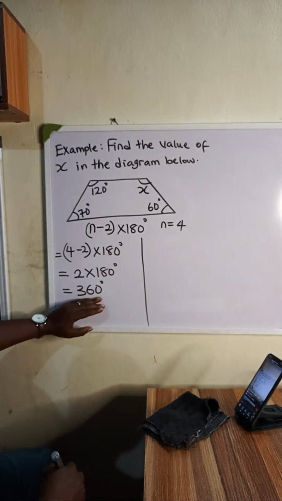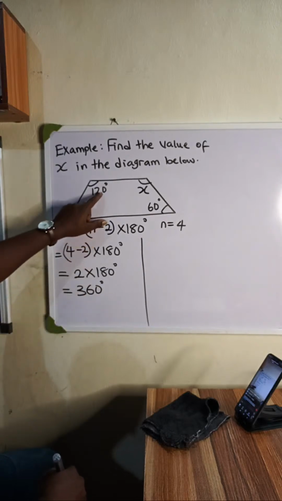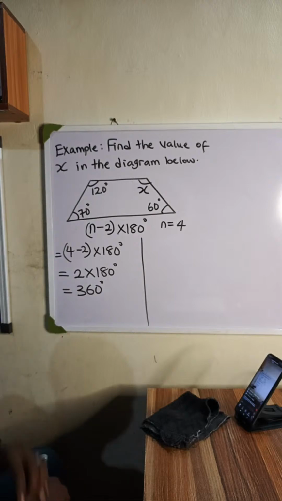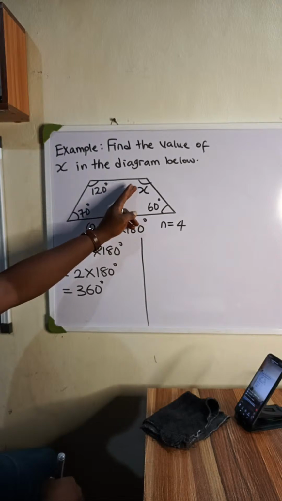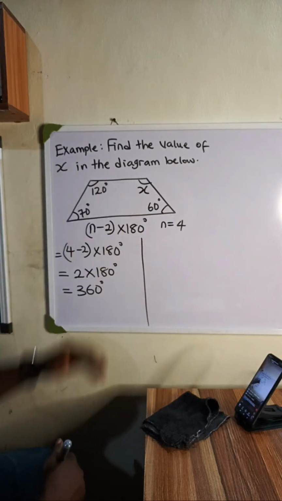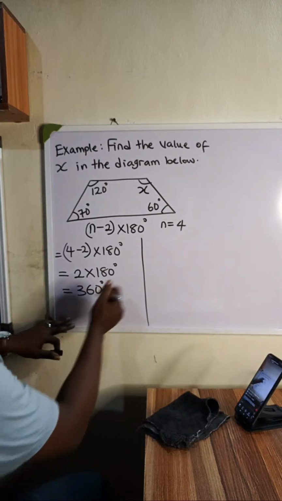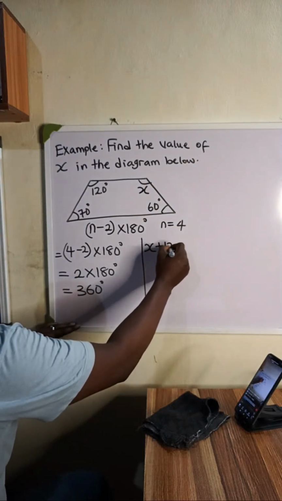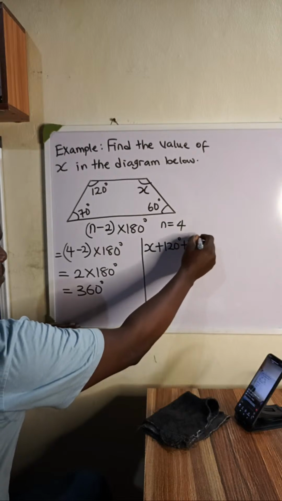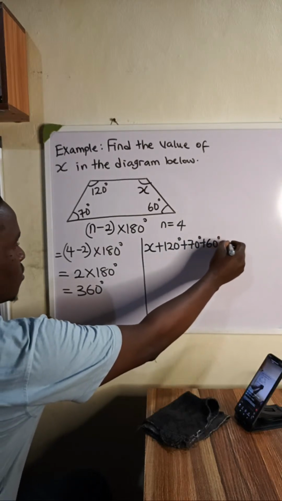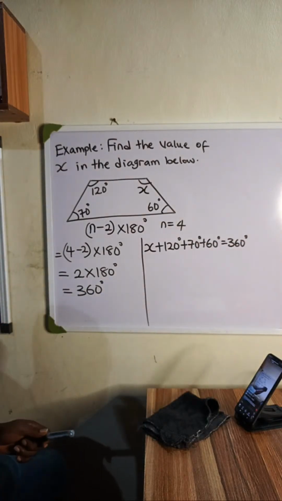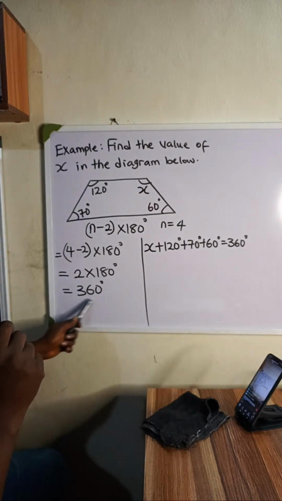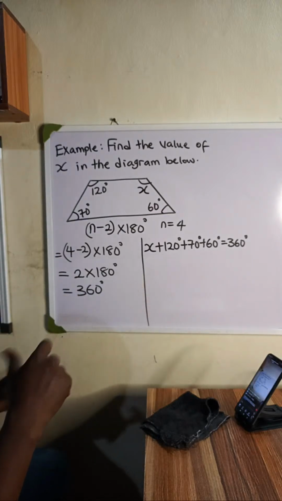So what can we use this knowledge to do? The sum of angles in a quadrilateral means when you add all these angles, you're expected to get 360 degrees. So if you know 3 of these angles, but you don't know this angle, you can easily find it. This means x plus 120 degrees plus 70 degrees plus 60 degrees is equal to 360 degrees. That's what this means.